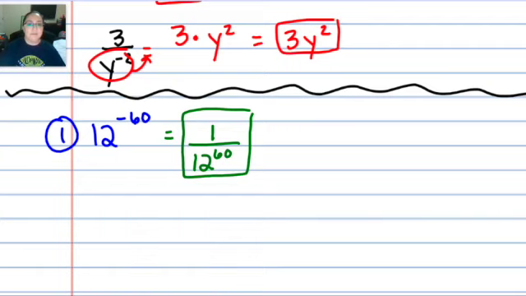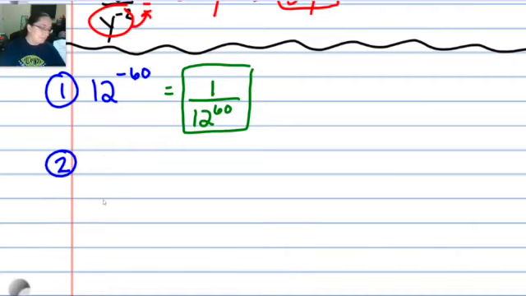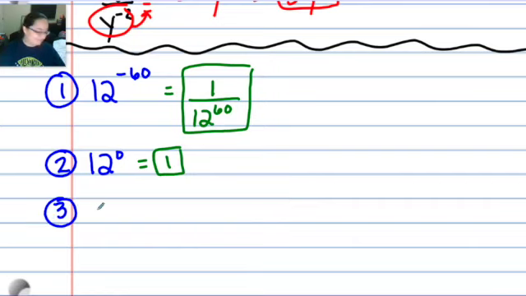Okay, so here's number 2. 12 to the 0 power. What do you think the answer is? The answer is 1. That's it.